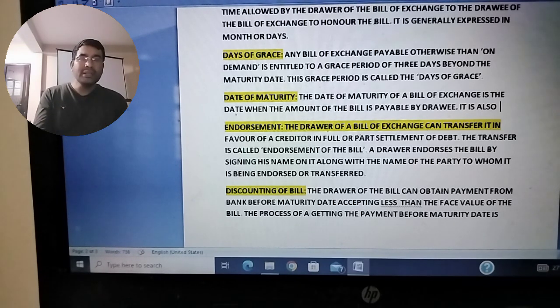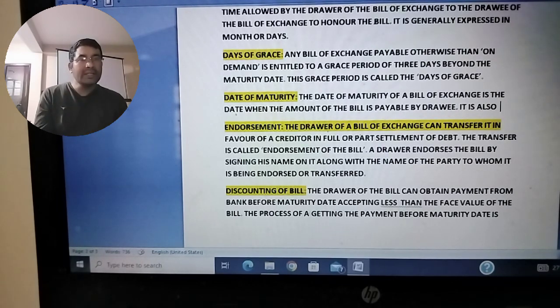So endorsement means transferring the bills in favor of a third party, usually the creditor. The term endorsement usually means writing on the back of the bill. So if the bill has to be endorsed, then the drawer has to sign on the back of the bill, mentioning the person to whom the amount of the bill is payable. So on the due date, the drawee, instead of making payment to the drawer, will directly make payment to the creditor. This is what is called endorsement. And the person who endorsed the bill is known as the endorser, and the person to whom the bill is endorsed is called the endorsee.